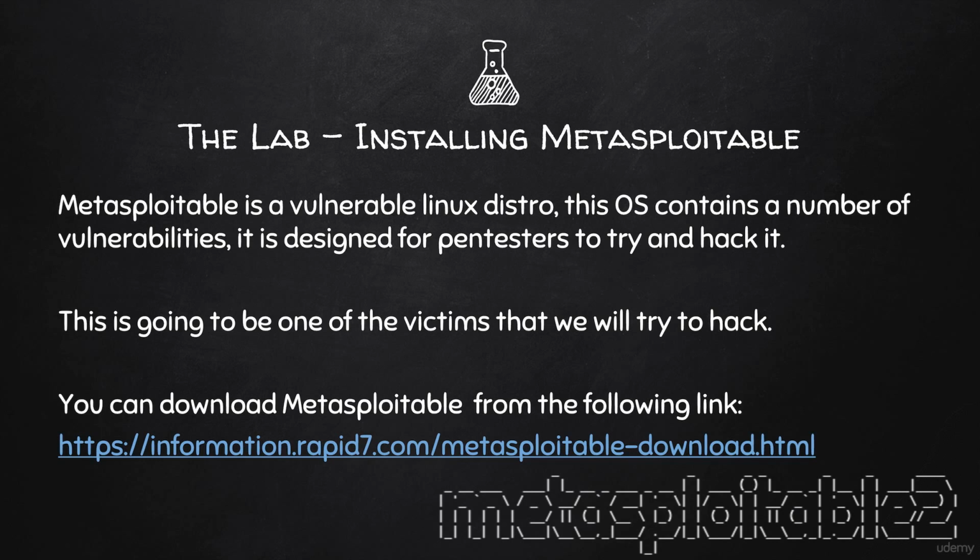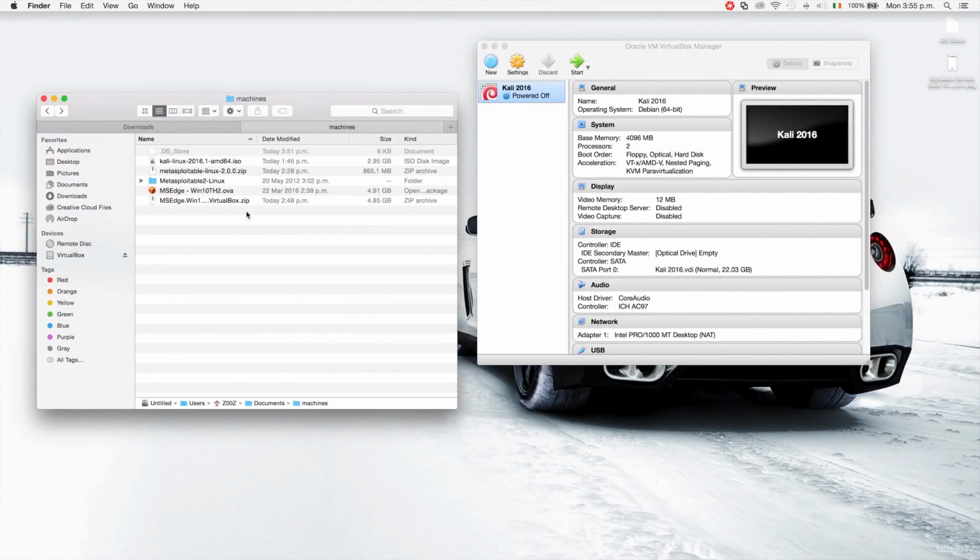It is designed so that it has a number of vulnerabilities, and we're going to try to use Kali Linux in order to hack into Metasploitable. So this is going to be one of the target or victim machines. You can download this from the following link. You will end up with a zip file like this one. Once you uncompress it, you'll get this directory. Double click it and you'll see the following files.